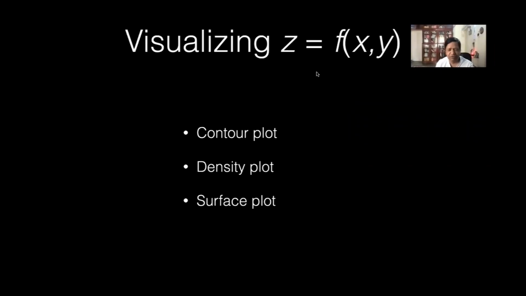So far we did one input and one output, right? Y equal to f(x). But sometimes we have functions with two variables, x comma y. So this could be the height of a mountain. It has an x coordinate, a y coordinate, and we have a height. So how do I visualize this?